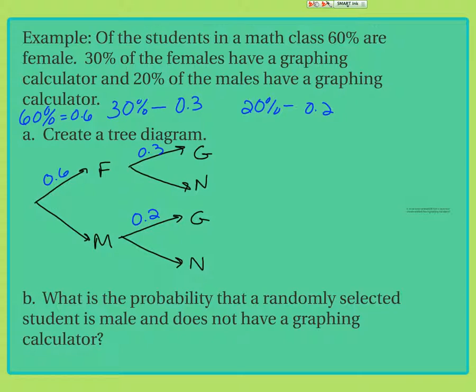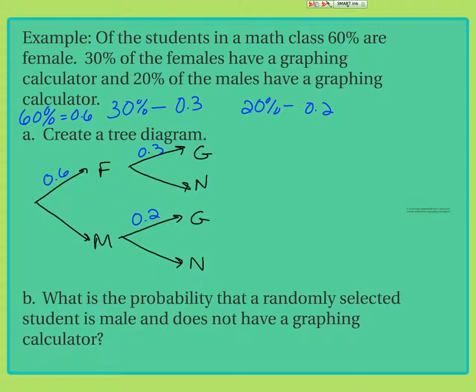We still have to fill in the other branches. What I did in blue is what was given to me in the problem. So each set of options has to add up to 1. Whether you have 2 options, 3 options, 4 options, I don't even think you're going to see 4 on your assignment, it's usually 2 or 3. It has to add up to 1 because 1 represents the total amount of things that could happen.